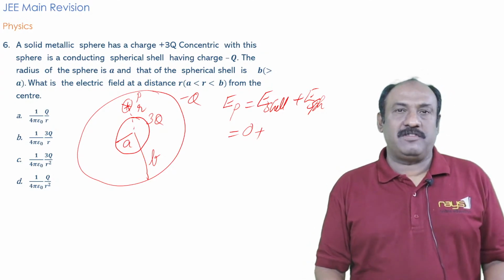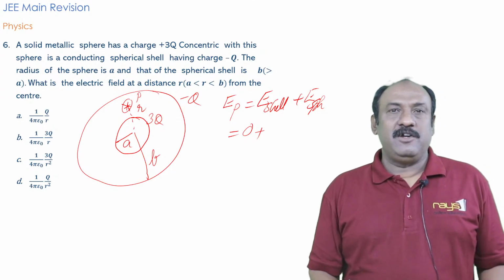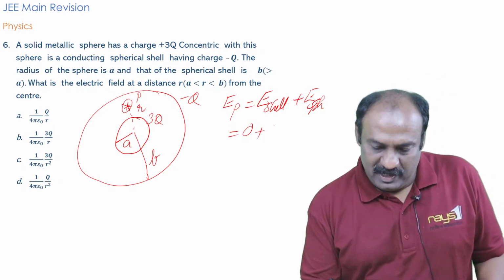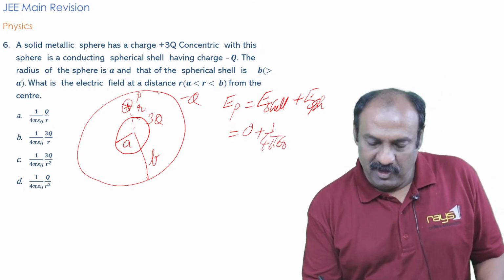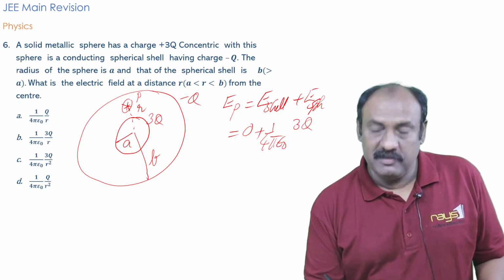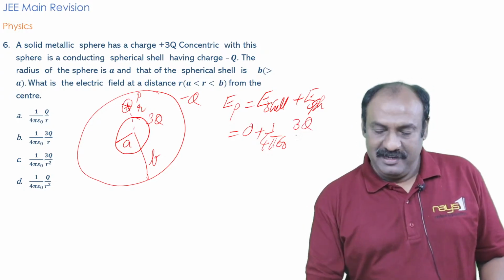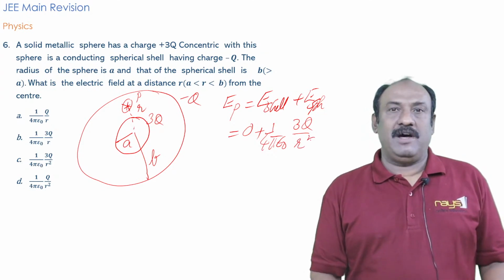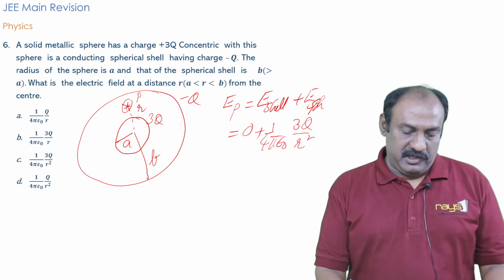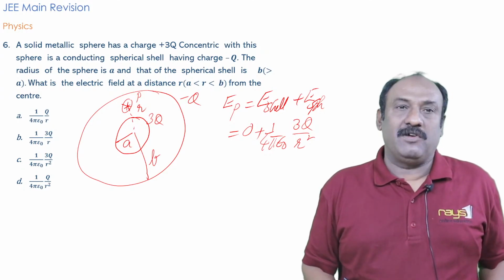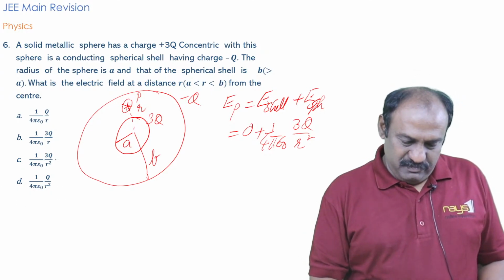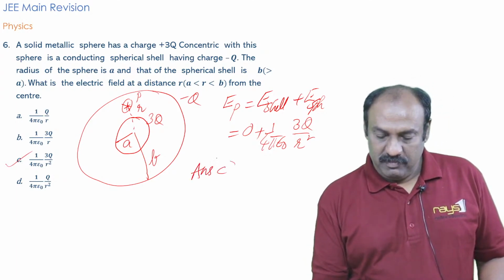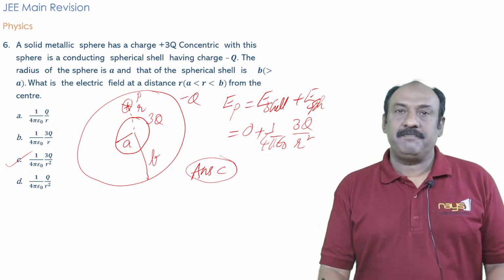So for any outside point, what is the electric field intensity due to a solid sphere? 1 by 4 pi epsilon naught q1 q2 by r square. So 1 by 4 pi epsilon naught q1, that is 3q, q2 unit charge to be imagined, and the distance is r square. So the answer is 1 by 4 pi epsilon naught 3q by r square for question number 6. C is the answer. Answer is C for question number 6.